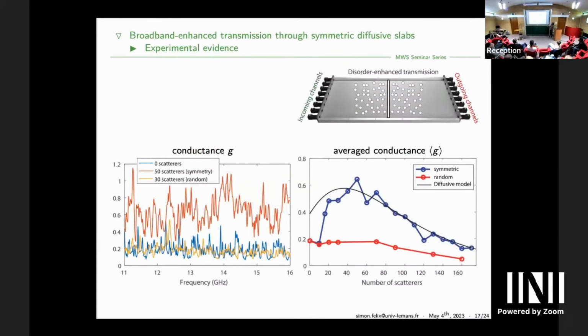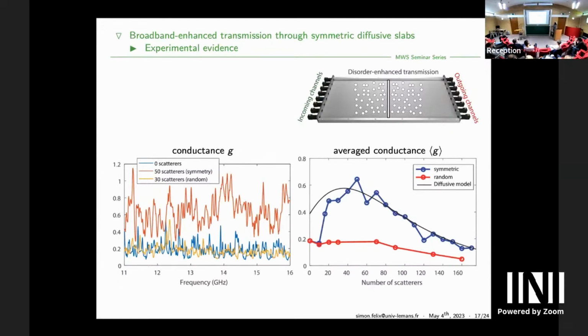This one, which is similar to the one I showed with numerical results, as a function of the frequency, where we compare the barrier with zero scatterer, so the barrier alone, with the barrier with scatterers without symmetry. In this experimental case, we do not see a strong difference between both. And when we put a symmetric arrangement of scatterers, we get this increase of the conductance.